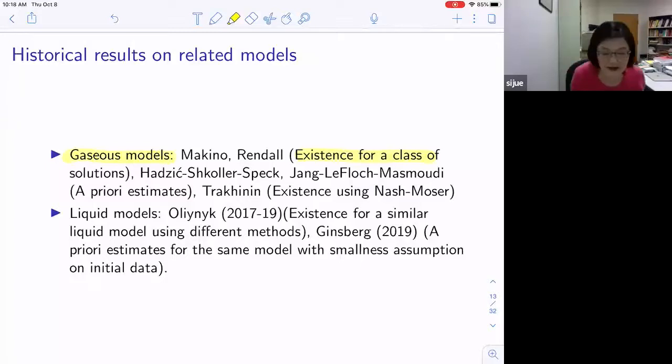But our model in general is called the liquid model. What's closer to us is really these two works. The work I'm going to describe concerns liquid models, the liquid free boundary. Oliynyk, in a series of papers, actually studied the existence for this model but using a very different method. He wrote three very long papers. Shortly speaking, I can say that his method propagates... in fact, I don't understand it.